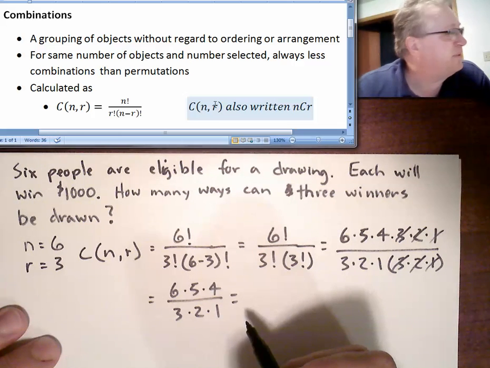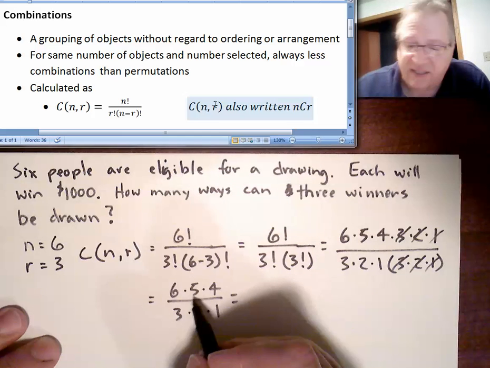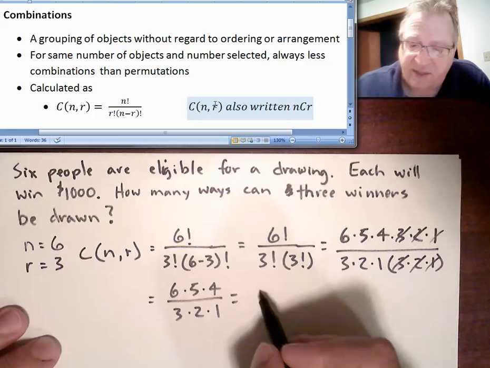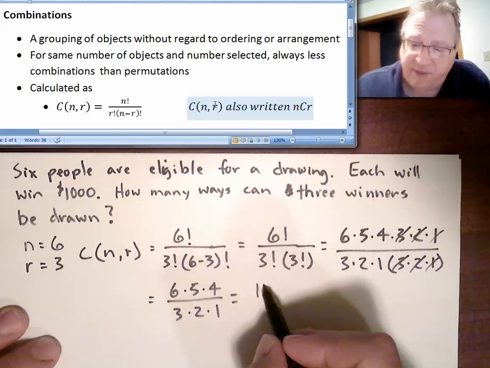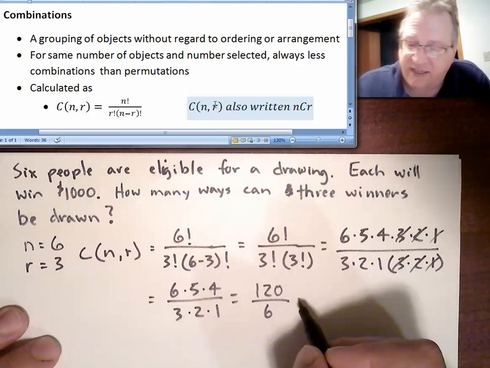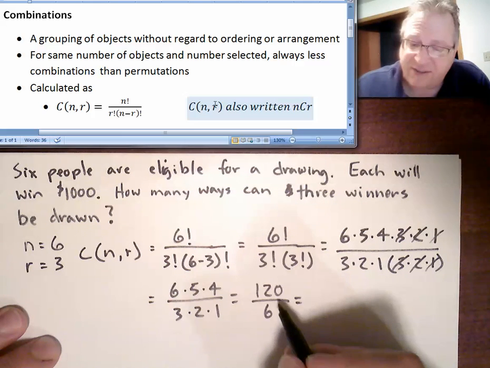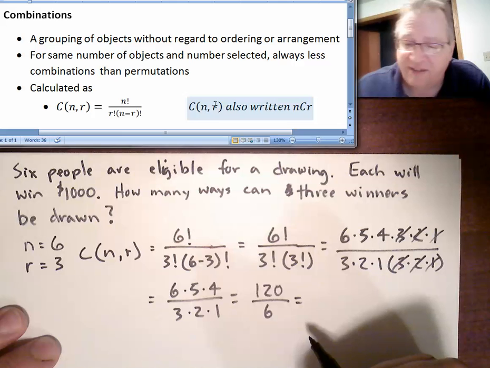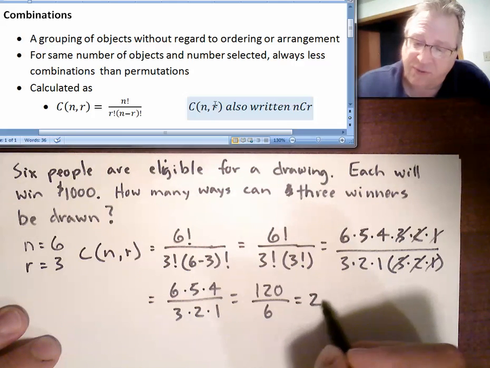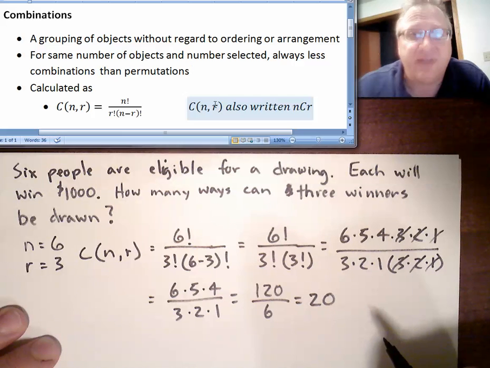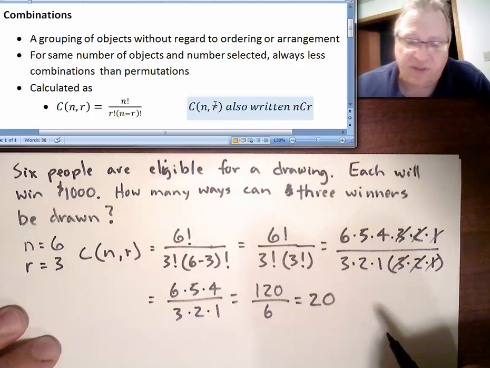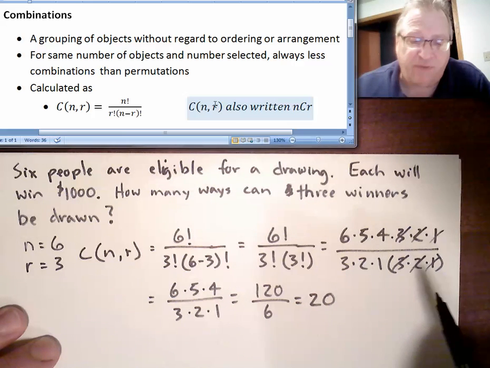6 times 5 is 30, and that's 120 when you multiply 30 by 4. Divided by 3 times 2 times 1, which is 6. And 6 goes into 120 an even number of times, doesn't it? 6 goes into 12 twice. So we get 20 different combinations, 20 ways that we can choose 3 winners from a group of 6.